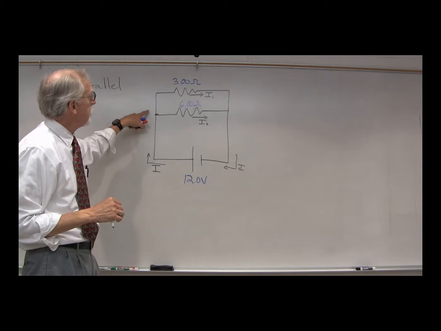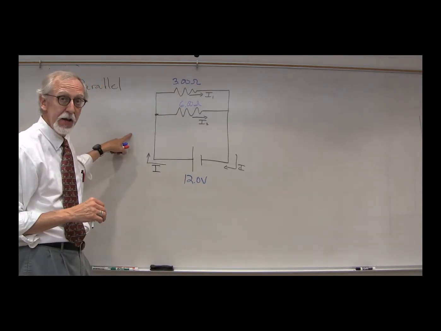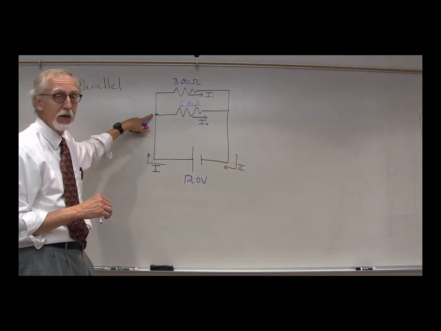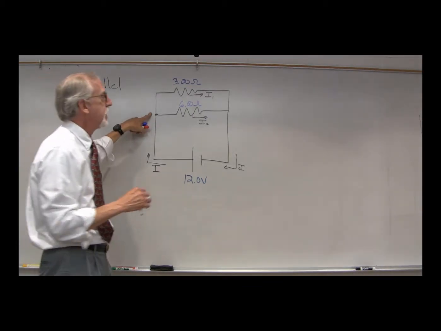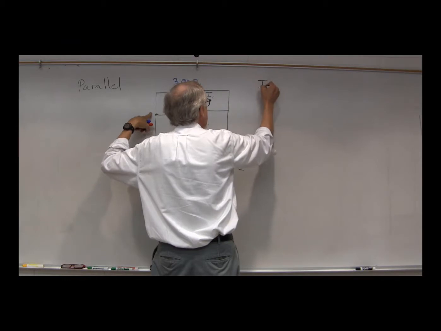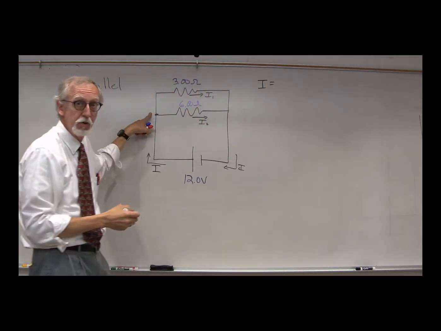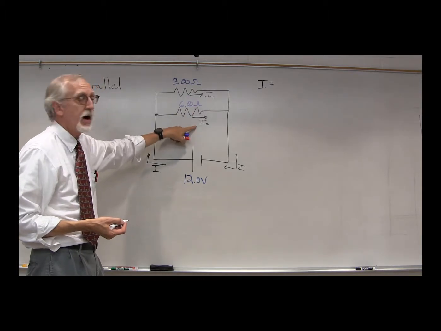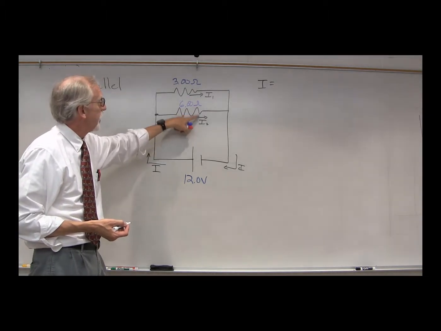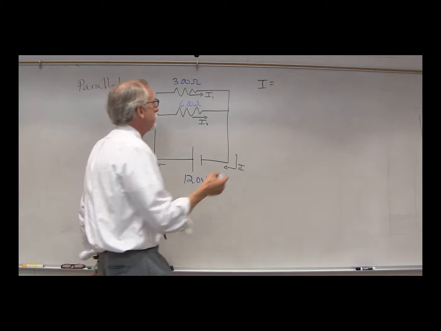All right, now what do we know? From Kirchhoff's branch rule, the junction rule, we know we've got a current of I going in here. What goes in must come out. So how much is coming out? Well, we've got I1 coming out and I2 coming out. So we've got I1 plus I2.